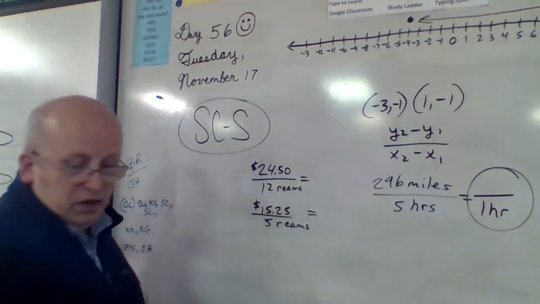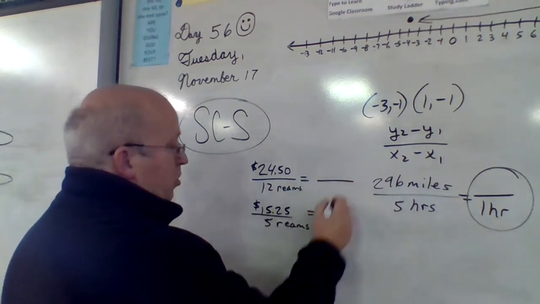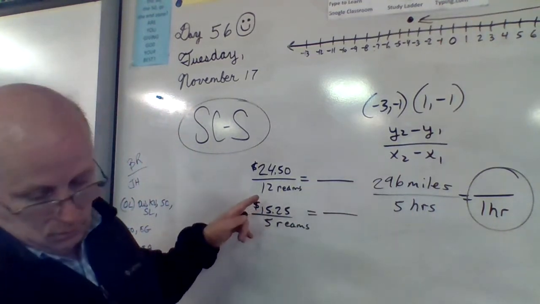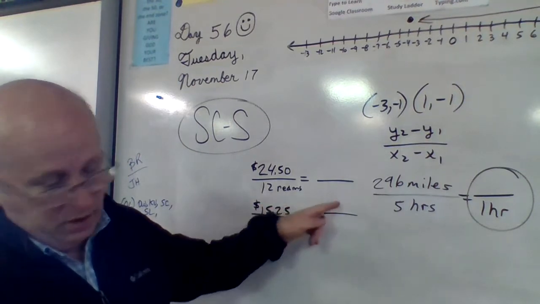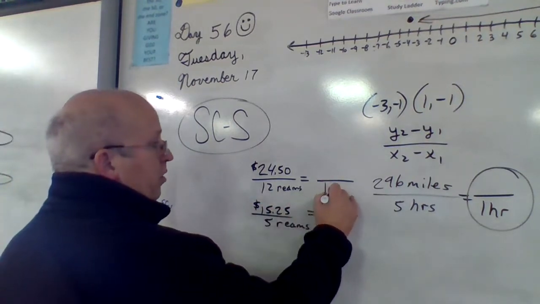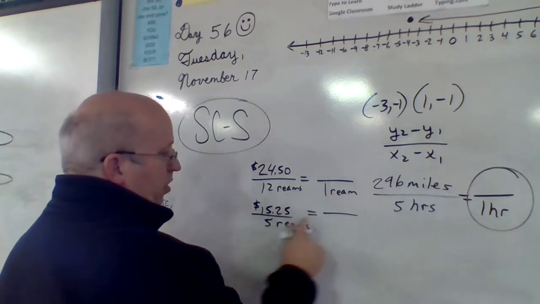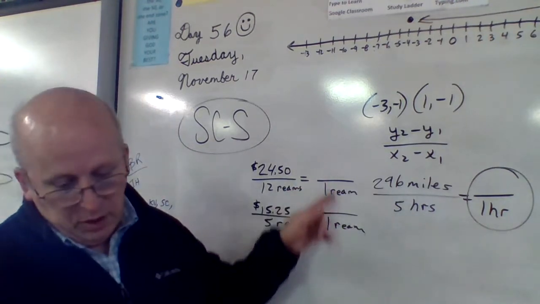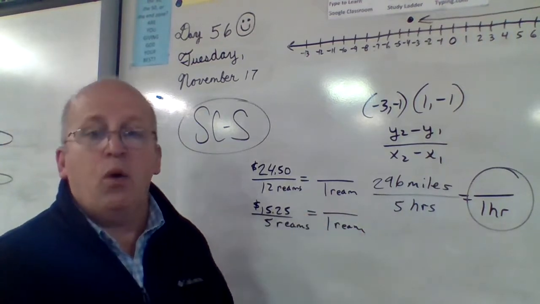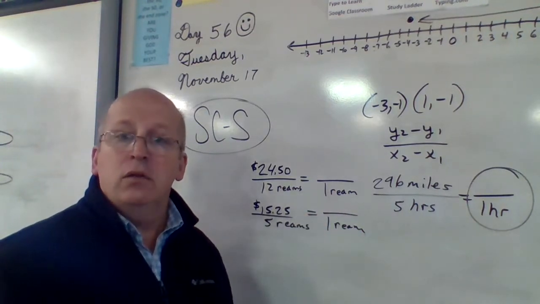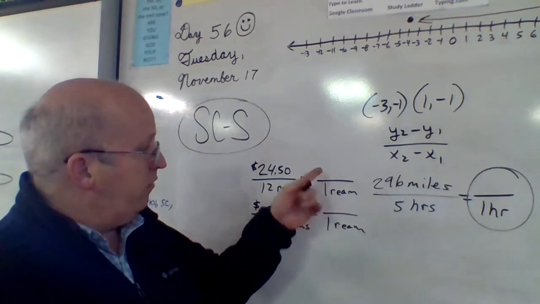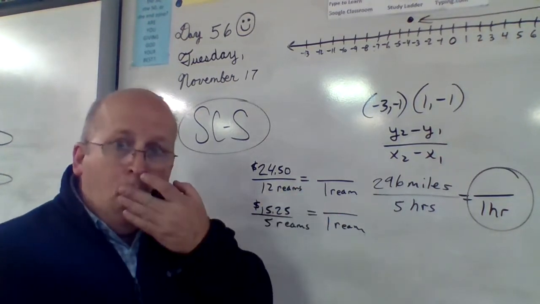Here's what you need to do with this. You need to solve 2 different proportions. You need to solve this one so that it's a unit rate, and then solve this one as a unit rate. Then you need to compare the answers because you're trying to find out which one's the better deal. So, solve and find out which one's the better deal.